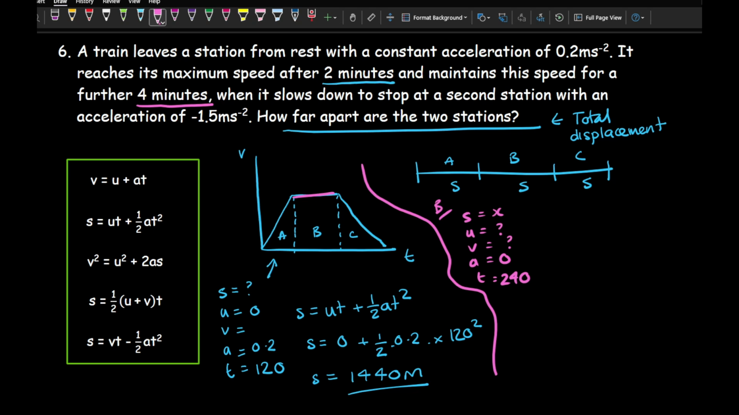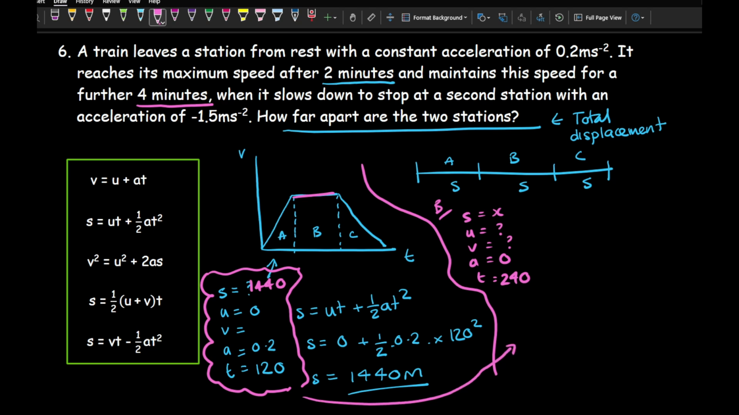So first thing we need to do is use this information here, in which I can now write what S is, which is 1,440, to then work out what V is going to be. So from this, I can then work out V. If I pick one of the formulas, let's go for V equals U plus AT. And V is going to equal U, which is 0, plus AT, which is 0.2 times 120, in which we get a V value of 24. So from this, what I can then do is go back to my SUVAT for B, and I can write U as 24 and V as 24 as well.